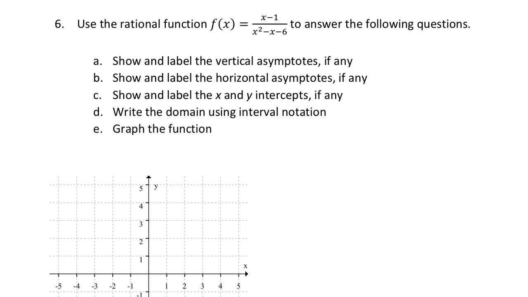Okay, also from Unit 3, graphing rational functions. This was from Chapter 3. So show and label the vertical asymptotes for Part A. Vertical asymptotes are domain restrictions. In order to determine domain restrictions, we need to rewrite the function and factor the denominator.